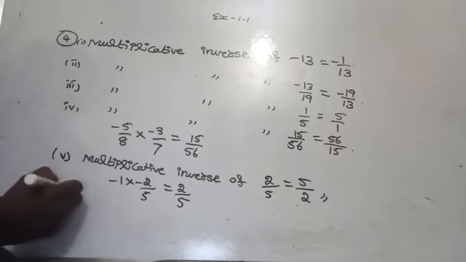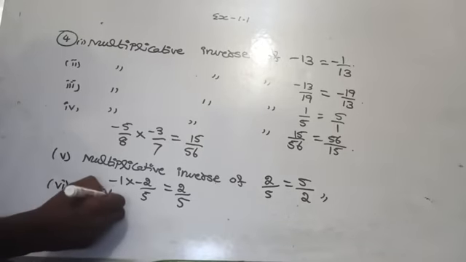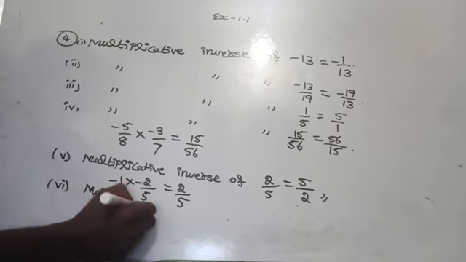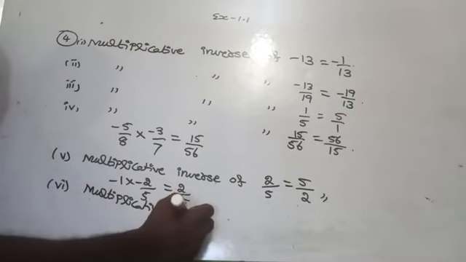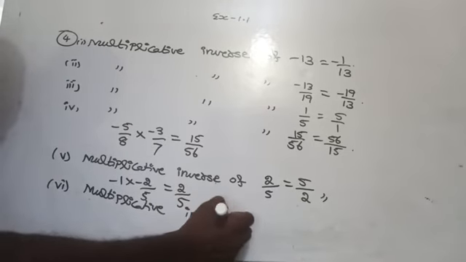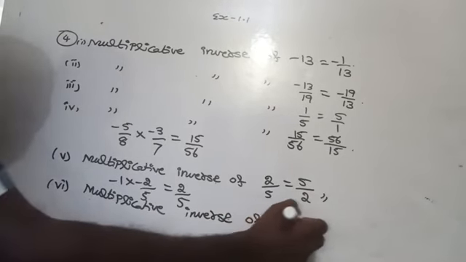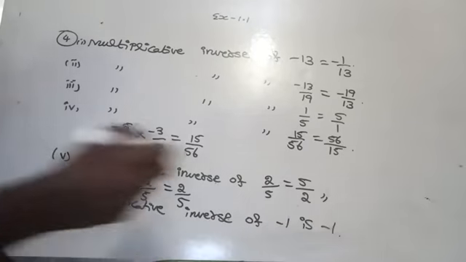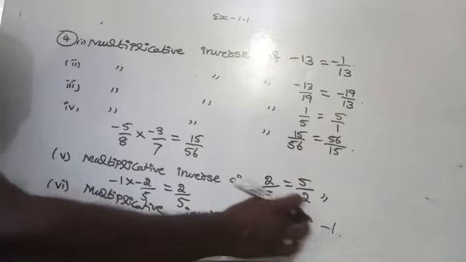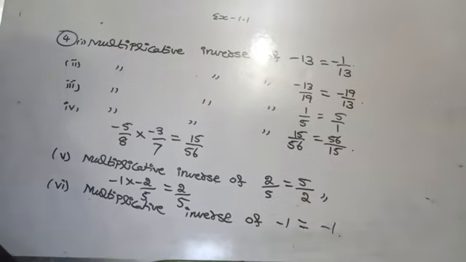Multiplicative inverse of minus 1. Please remember, what is the multiplicative inverse of 1 and minus 1? It is itself, because minus 1 into minus 1 is plus 1, and 1 into 1 is 1. So the multiplicative inverse of 1 and minus 1 is itself. Am I right here? The additive inverse of 0 is itself, 0. Are you getting there? Yes.